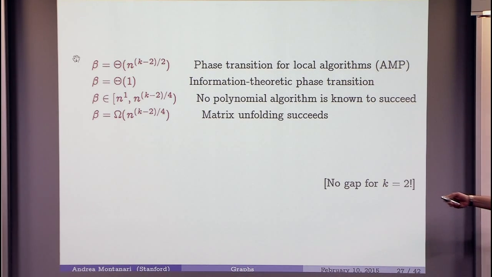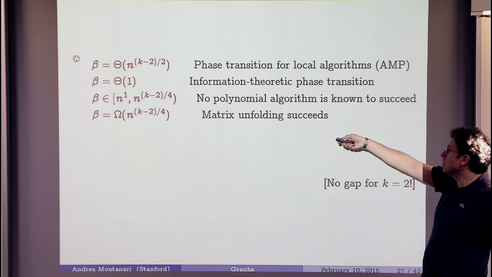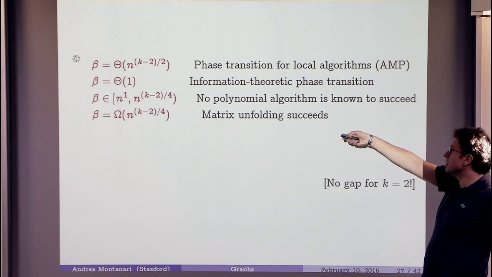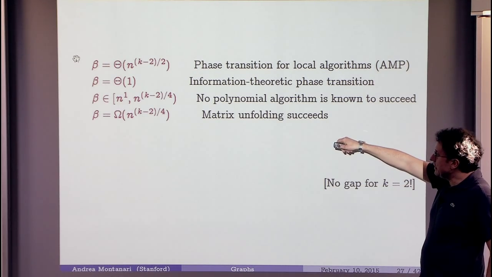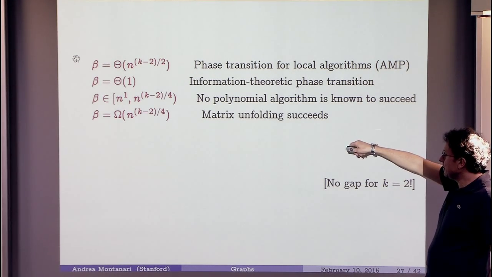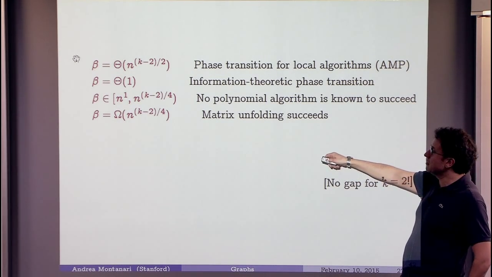Now, if you try local algorithms, you get that this works when the SNR is bigger than basically n to the k over 2. And there is a slightly smarter thing than local algorithms called matrix unfolding. If you ask me a question, I will explain what it is. And this achieves n to the k over 4.